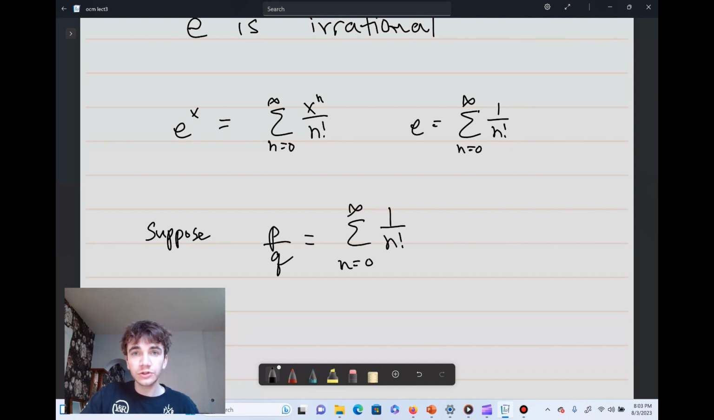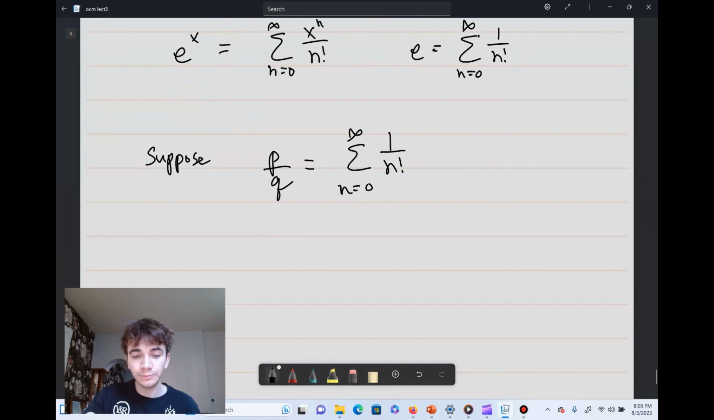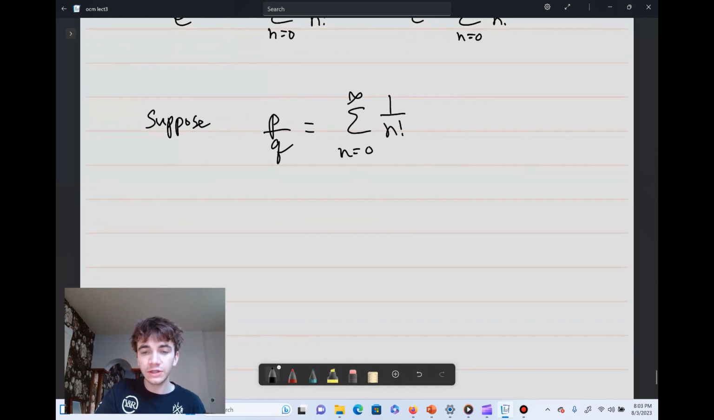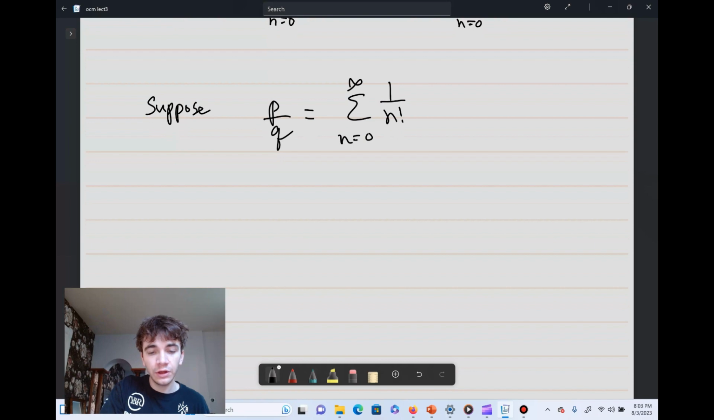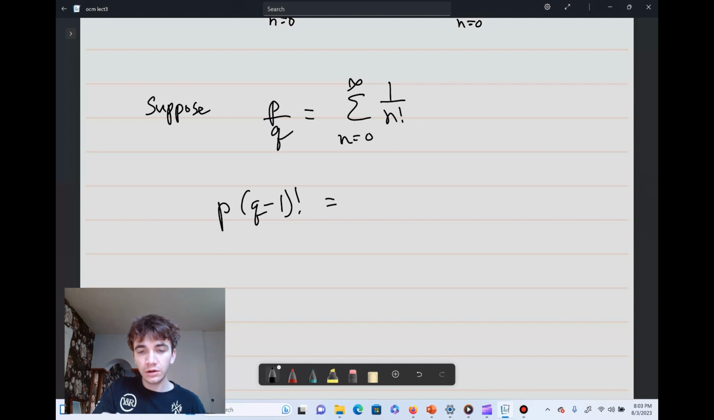Okay, so the trick comes at this point in the proof. I want to, instead of multiplying both sides by q, I actually want to multiply by q factorial. And we'll see why this is the case in a minute. So I multiply both sides of this expression by q factorial. I'm left with p times q minus 1 factorial on the left side. And on the right-hand side, I can just write this as q factorial over n factorial here.